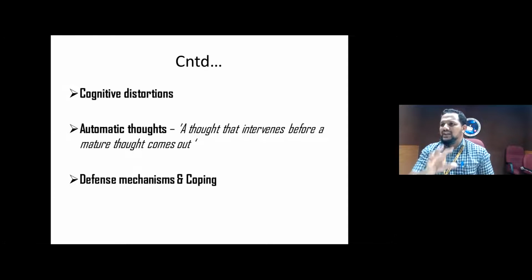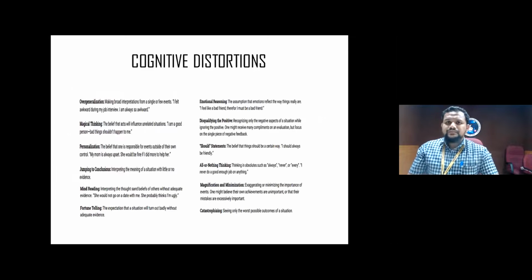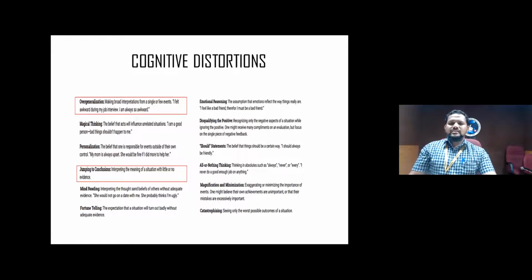Now I am giving you some examples of cognitive distortions. Okay, so the first one is overgeneralization. That means if something goes wrong now, I am thinking that it will go wrong all the time. So I am just overgeneralizing one event to every future event. The second thing is jumping to conclusions. That means interpreting the meaning of a situation with little or no evidence. Hope you got it. Without much understanding or elaboration, you are just coming to a conclusion that because of this only it happened. So this is called jumping to conclusions.